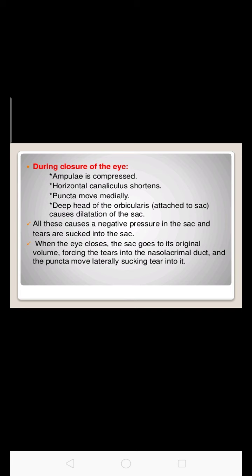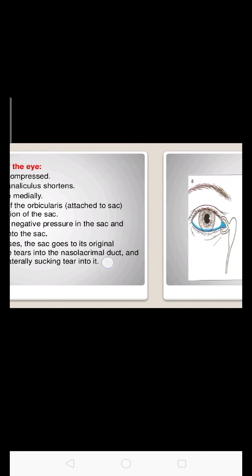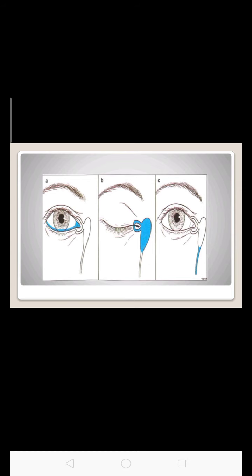When the eye opens, the sac goes back to its original volume, forces the tears into the nasolacrimal duct, and the puncta move laterally, sucking tears into them. This is the mechanism of action of tear drainage.